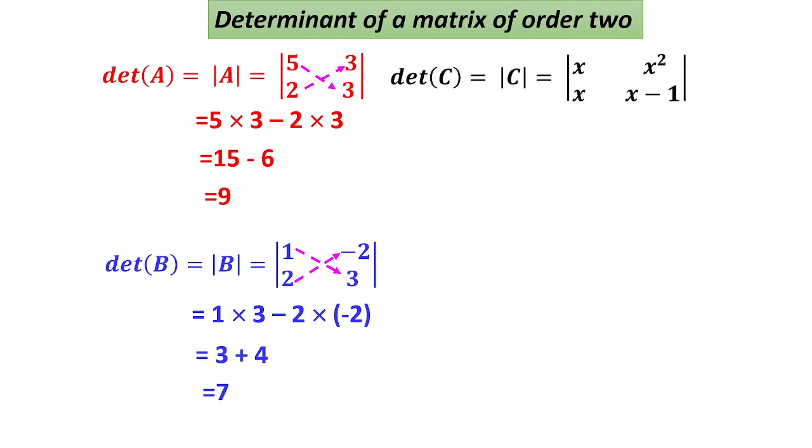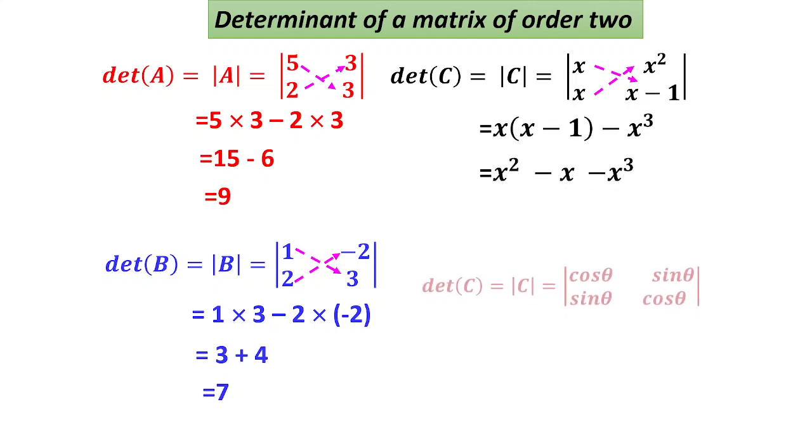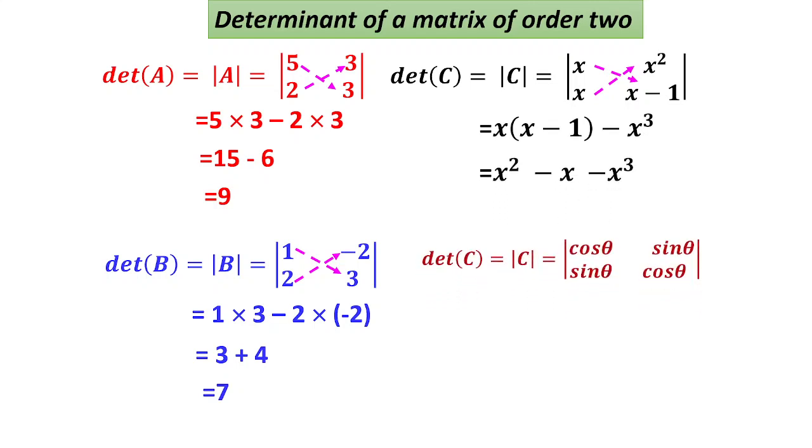Let us take another determinant where the values are all variables: x square, x and x minus 1. You have to cross multiply x into x minus 1 minus of x into x square. Therefore the answer is x square minus x cube. If you take any determinant having trigonometric ratios, cos theta, cos theta, into cos theta minus sin theta into sin theta. Therefore cos square theta minus sin square theta.